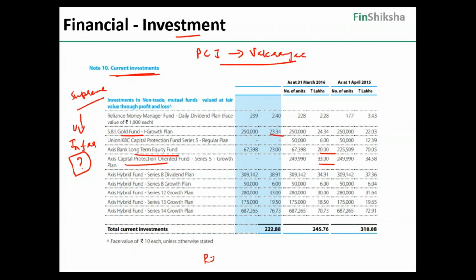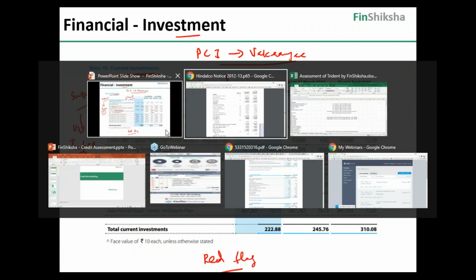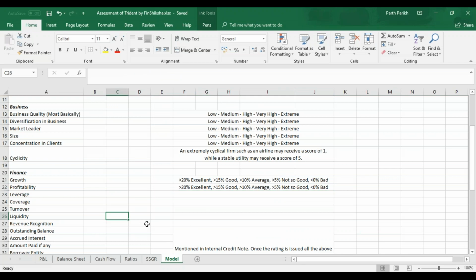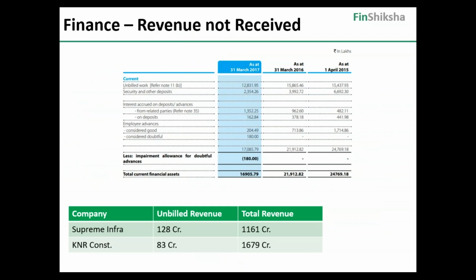Again, a big red flag. Why are you investing in other companies? If you have excess money, return it or repay your debt. Why are you keeping this money? Or invest in liquid funds. Why lure for higher returns? Liquid funds are the easiest ones, 7-8% straight return. Why lure for higher investments? Straight red flag.